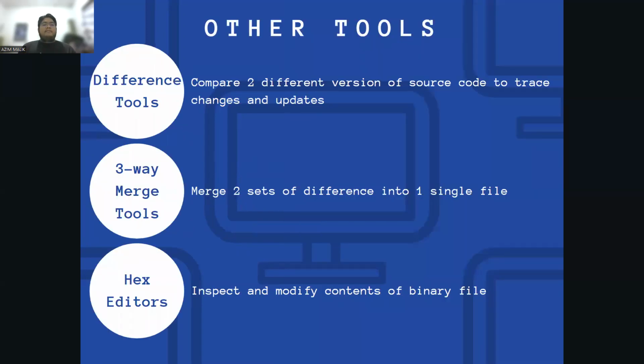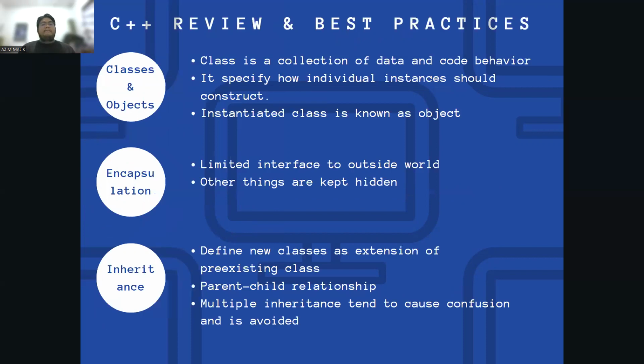Here are some other tools. The tools are the difference tool, the three-way merge tool, and hex editors. The difference tool is to compare two different versions of source code. The three-way merge tool is to merge two sets of differences into one single final file. And then hex editors are to inspect and modify the contents of a binary file.